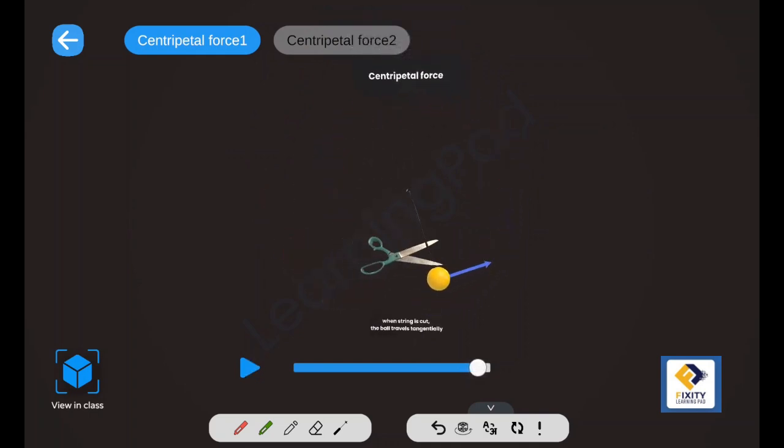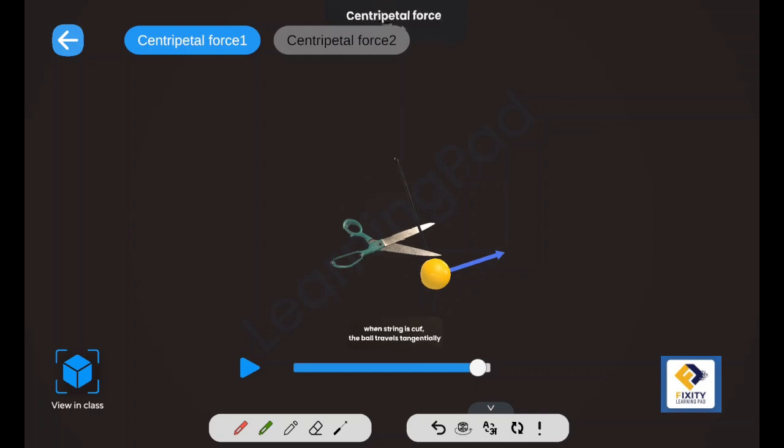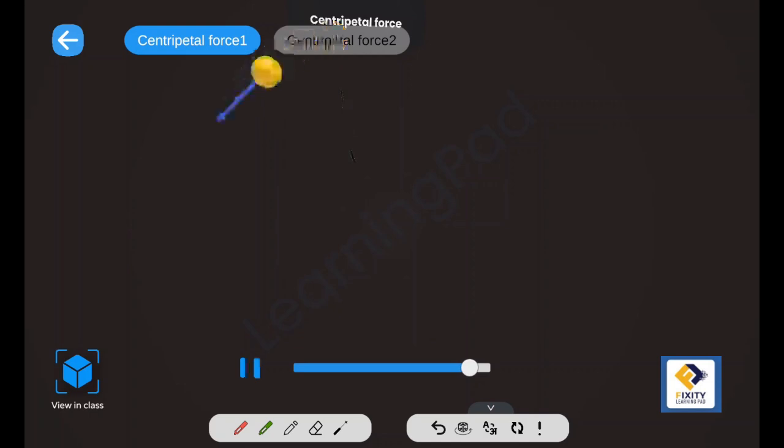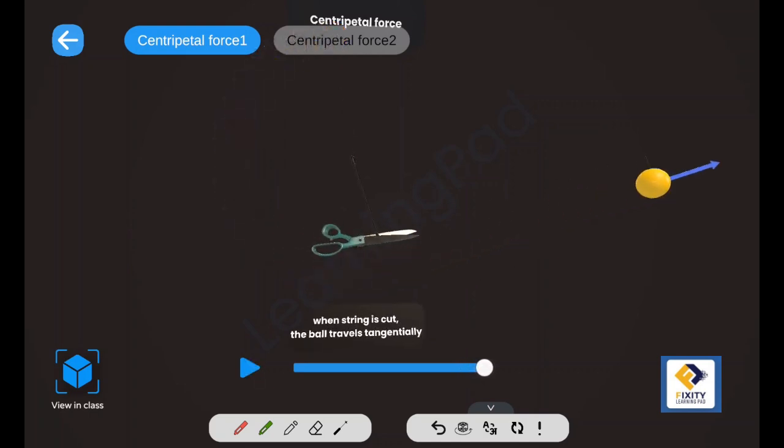Now students, what will happen if we cut it? Now the ball is rotating, right? What is going to happen when the string is cut? Here you will see that the moment the string is cut, students, the ball is going to travel tangentially. Let me play it again. The moment the string is cut, the ball is going to travel tangentially. It is no longer going to travel in a circular manner like this.